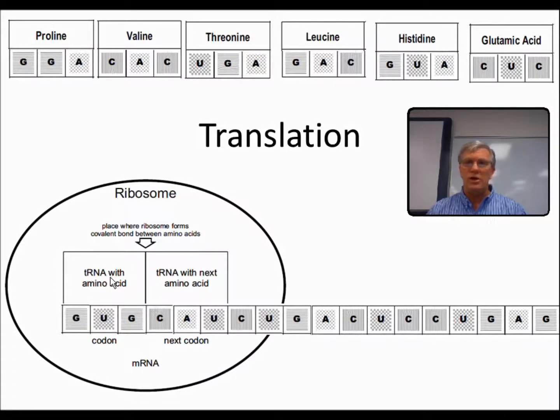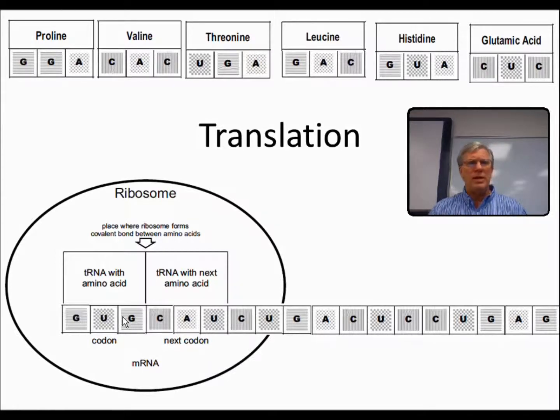These docking stations are to allow a transfer RNA molecule to dock and line up with what are called codons on messenger RNA. Codons are 3 base sequences on messenger RNA that code for a particular amino acid. So there's going to be a transfer RNA molecule that will have a complementary base sequence to GUG, and it will be carrying a particular amino acid that GUG codes for.